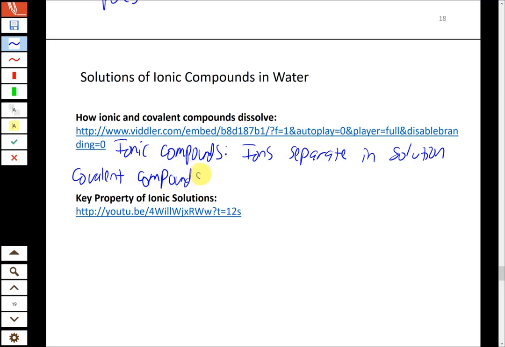So in covalent compounds, the molecules are surrounded by water. There are interactions between the partial positive and partial negative charges that those polar molecules all have, but you're not pulling it apart or separating it in any way. You're just surrounding it with water. Okay, so that's what happens at the microscopic level.